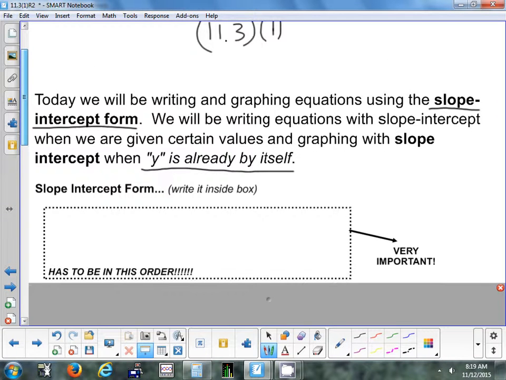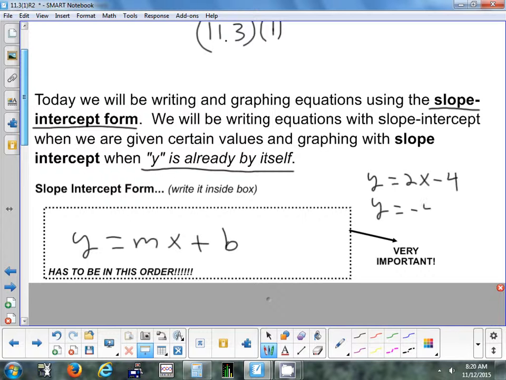Somebody earlier told me, what's the equation for slope-intercept form? Y equals what? Yep, in that box right at the top. Put that in it. Y equals mx plus b. If you're not sure what the m and the b are, we're going to do that in a second. But it has to be in that order. An example with numbers: y equals 2x minus 4. That's the correct order.